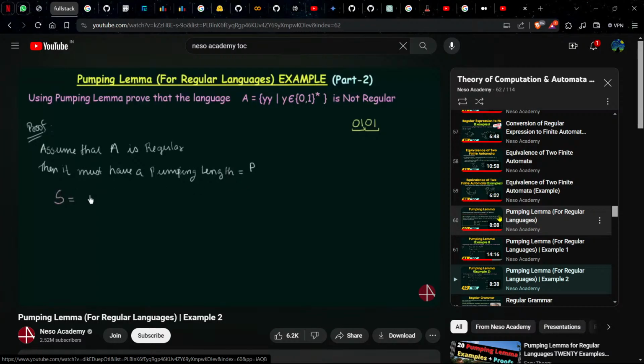from this language. Now let me choose a string like this, for example, 0^p 1 0^p 1, where p is my pumping length. Now we see that this means that the string contains p number of zeros followed by 1, and then again p number of zeros followed by 1. So we see that the first half and the second half are exactly similar. So it lies in this language A.